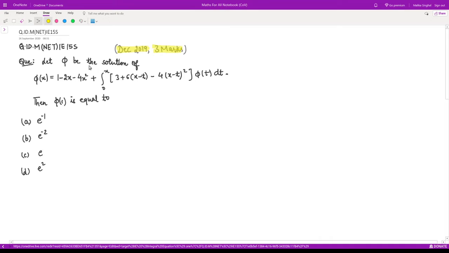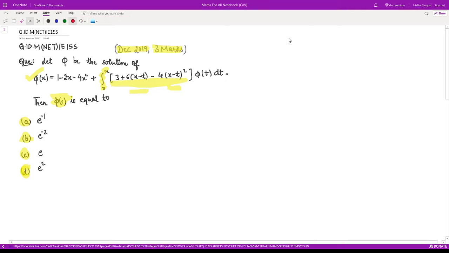The question is, let phi be the solution of this equation. This is the Volterra kind of equation, right? Moreover, the given kernel is of convolution kind because here the x minus t term is appearing, and x minus t whole square term is appearing. Then they are asking what is the value of phi of 1 among these 4? So we have an idea about how to calculate this convolution kind of kernel.